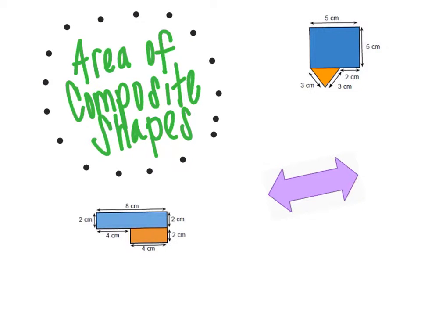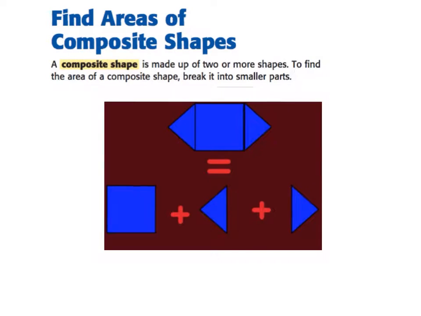This video is going to show you how to find the area of a composite shape. And a composite shape, the definition, is basically something that's made up of two or more shapes. And if you want to find the area of it, the best way to do it is break it up into smaller pieces that you're more familiar with.